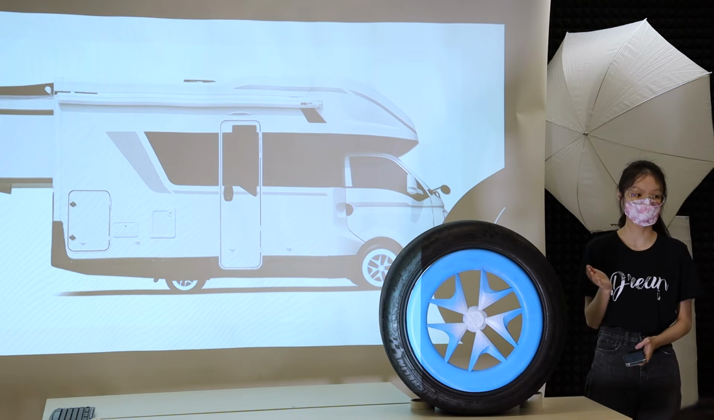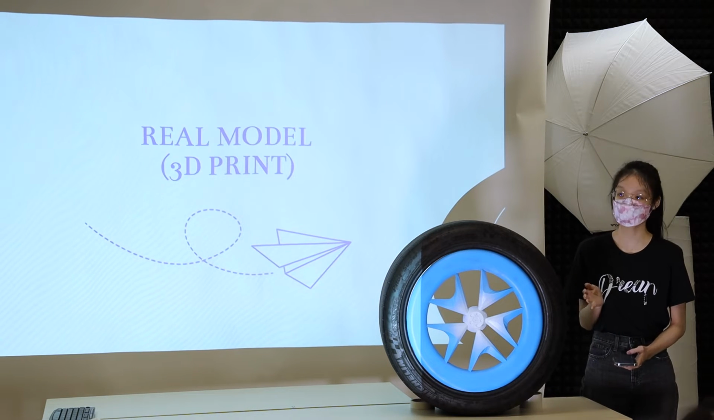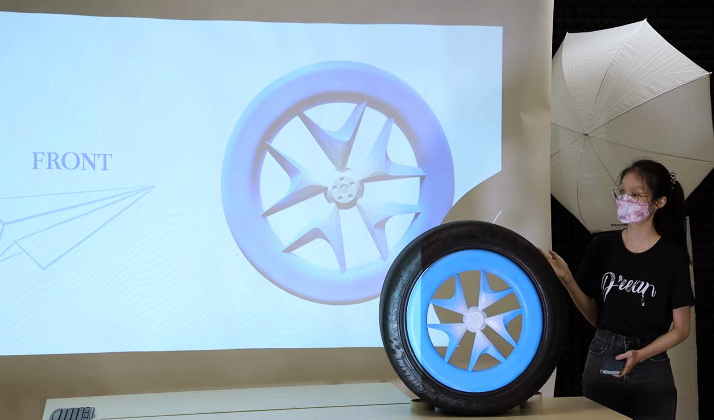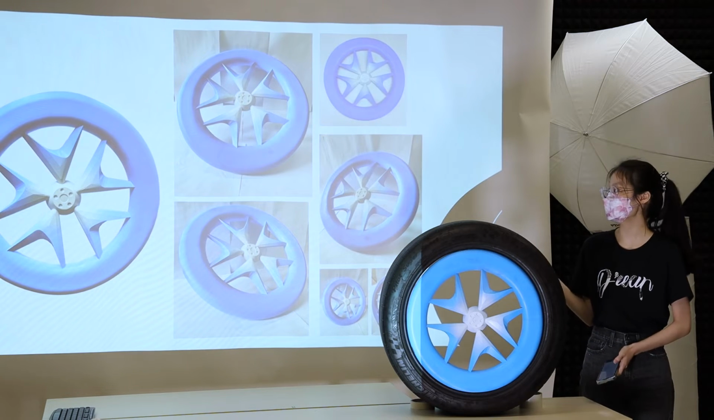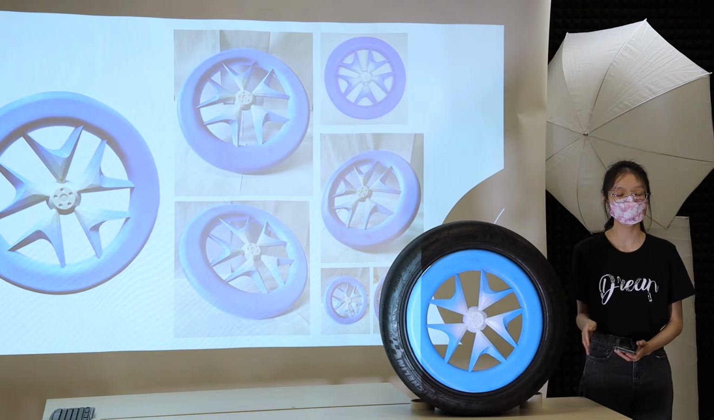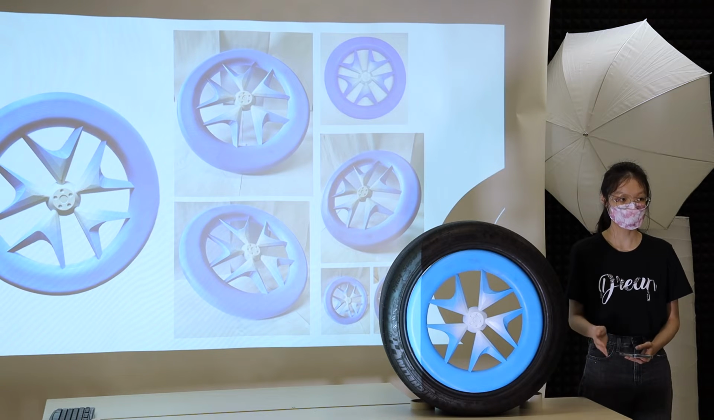And this is the mock-up of the car. And moving to the 3D print. And this is the front side of the wheel. And I think the color is suitable for my concept, since blue represents the idea of sky and white represents the clouds.